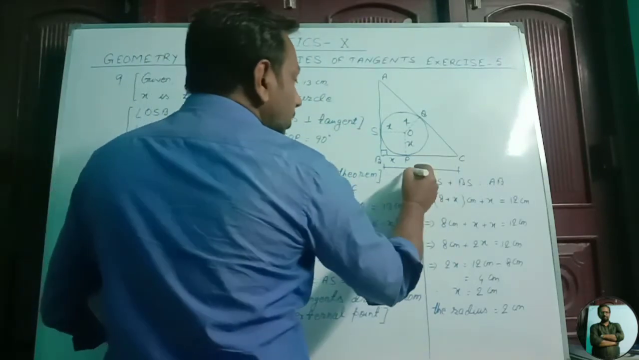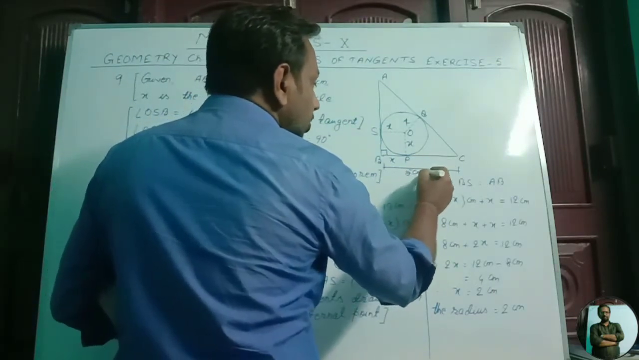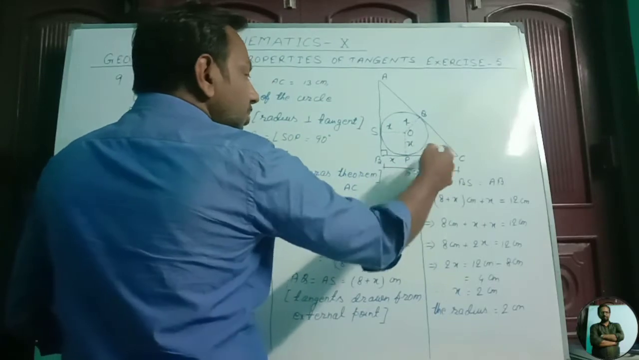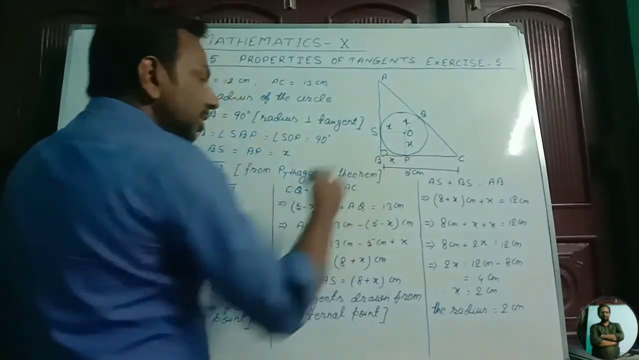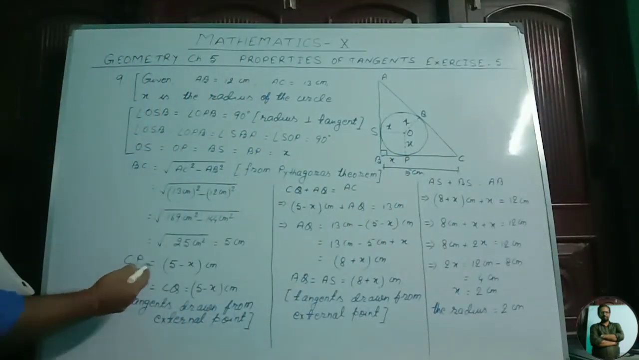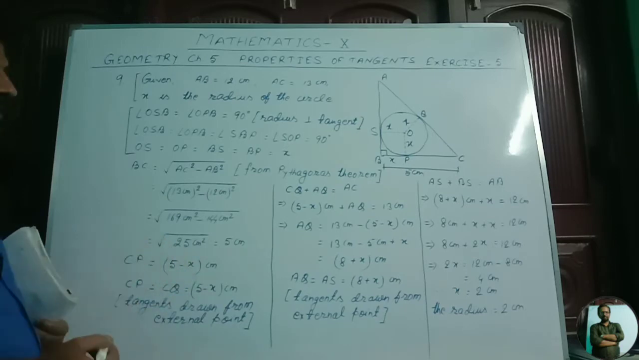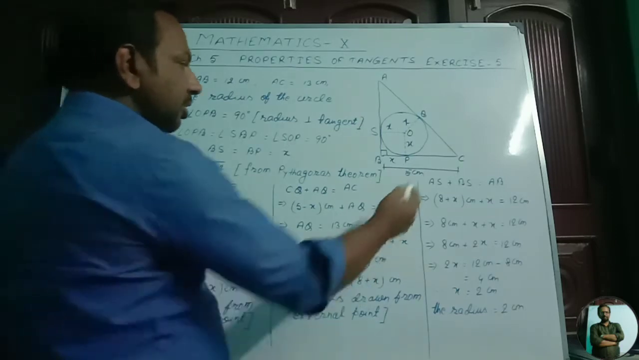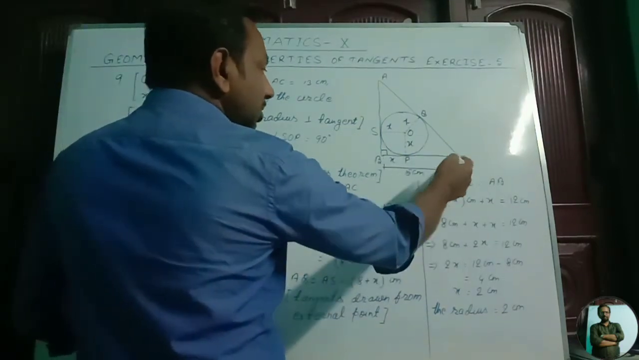So CP equal, this is 5 centimeter. So CP equal to how much? CP equal to 5 centimeter minus X. So I wrote here CP equal to 5 minus X centimeter.